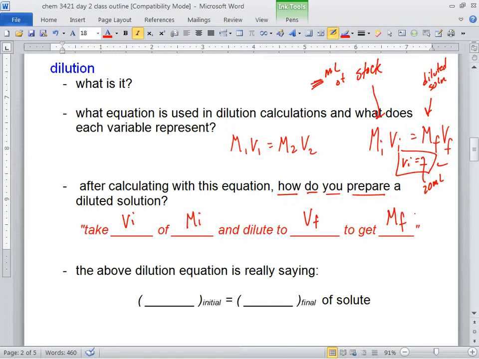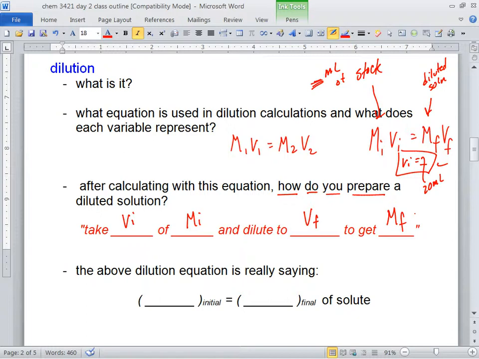The equation, Desiree, is really saying what initial equals what final of solute. What is it really saying? Anybody help her out? It's really saying what? Naya, what is it saying?